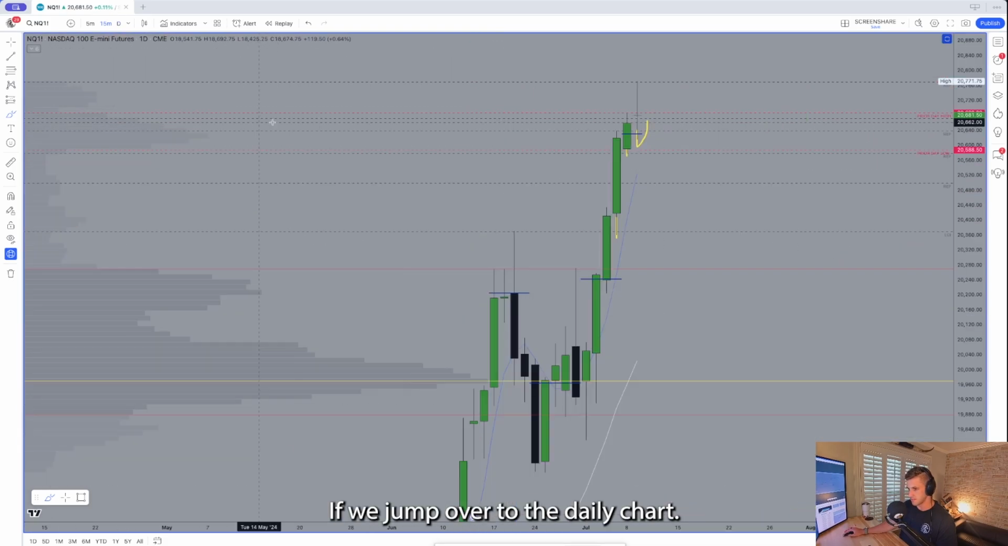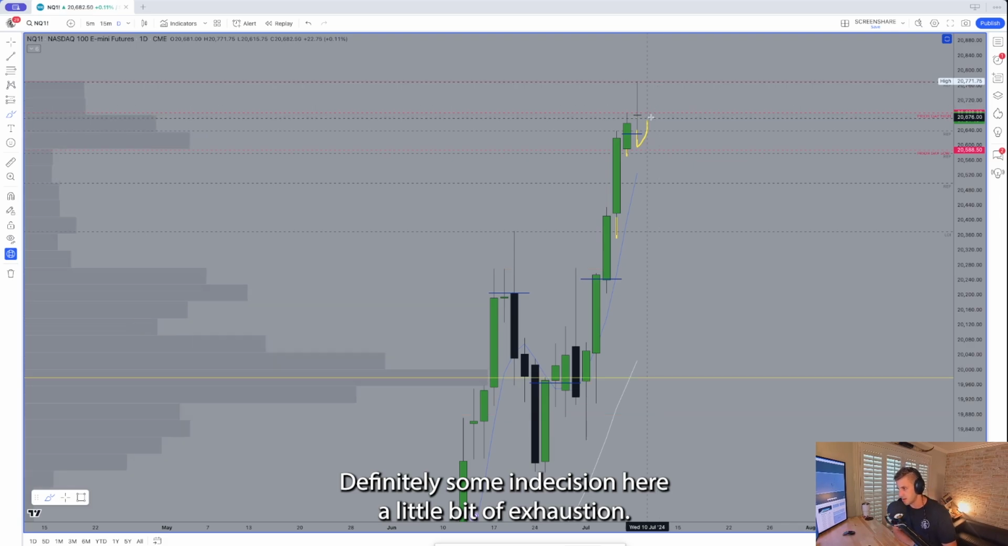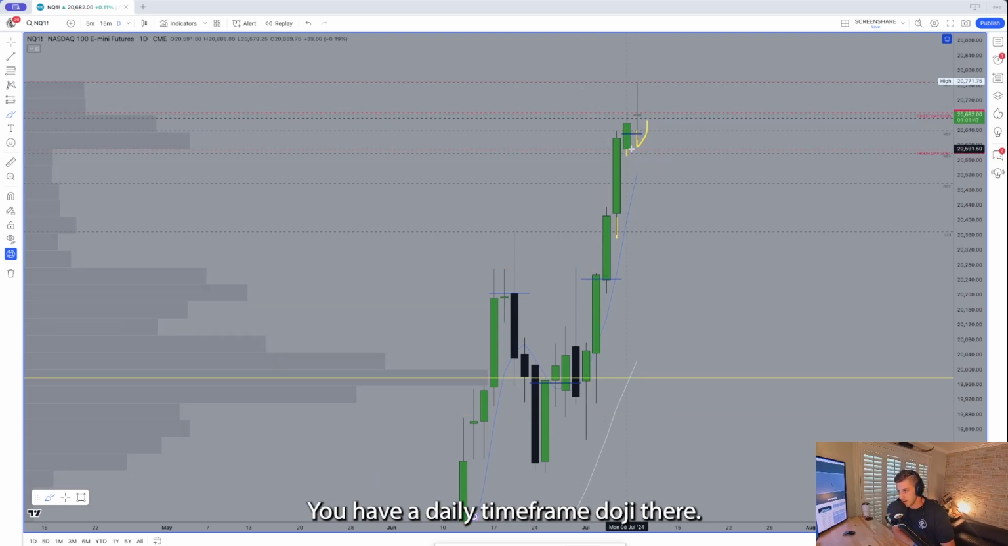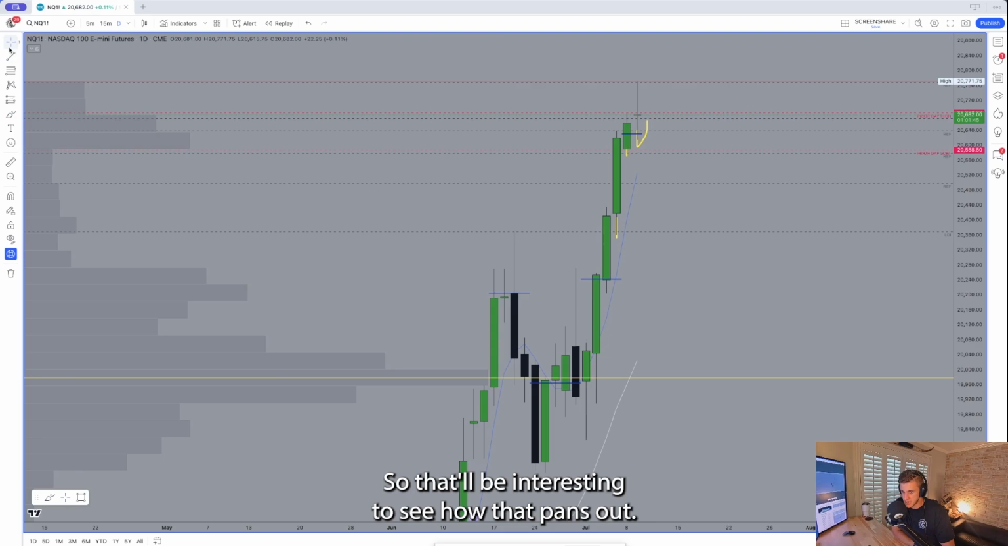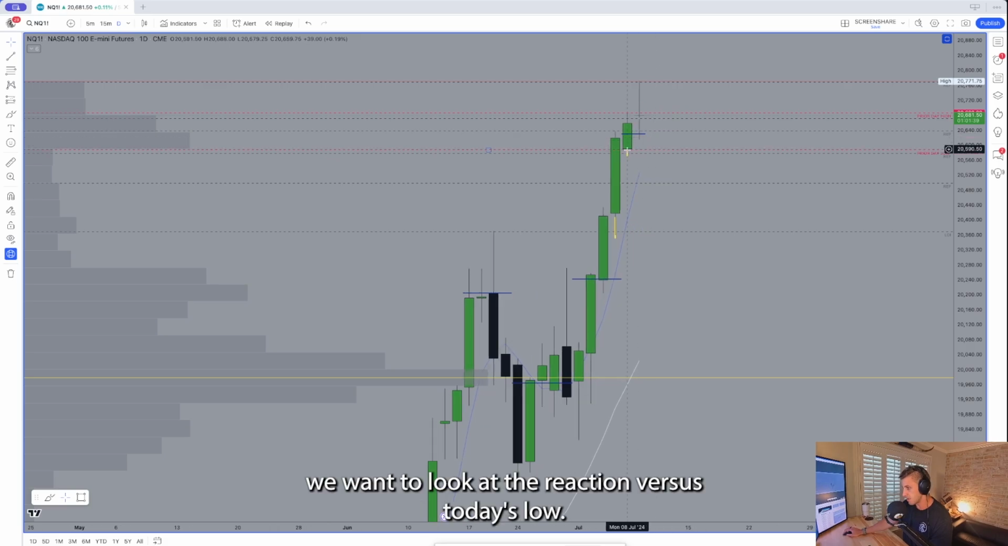Right now, if we jump over to the daily chart, definitely some indecision here, a little bit of exhaustion. You have a daily time frame doji there. So it'll be interesting to see how that pans out. Same type of approach in NQ for tomorrow as ES. We want to look at the reaction versus today's low.